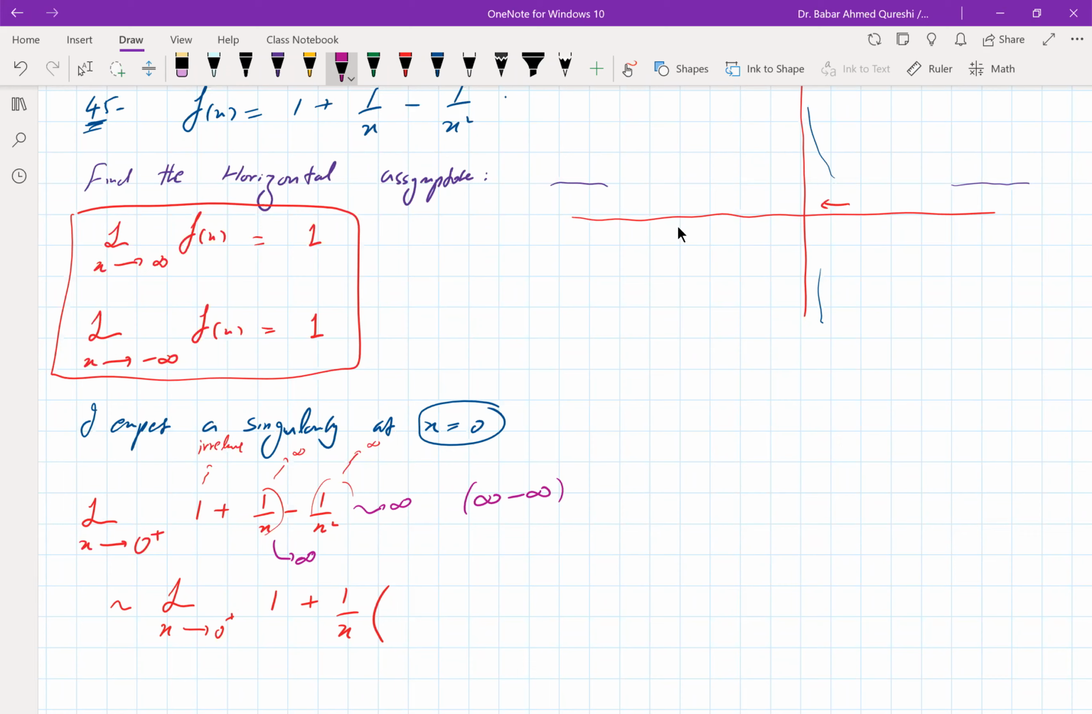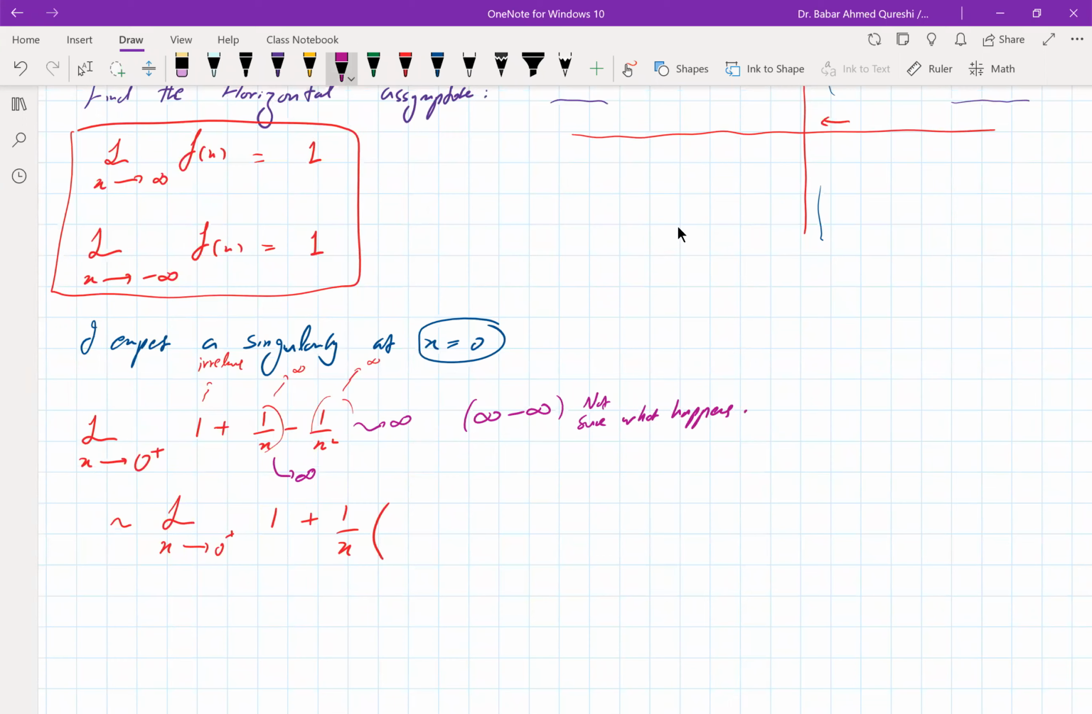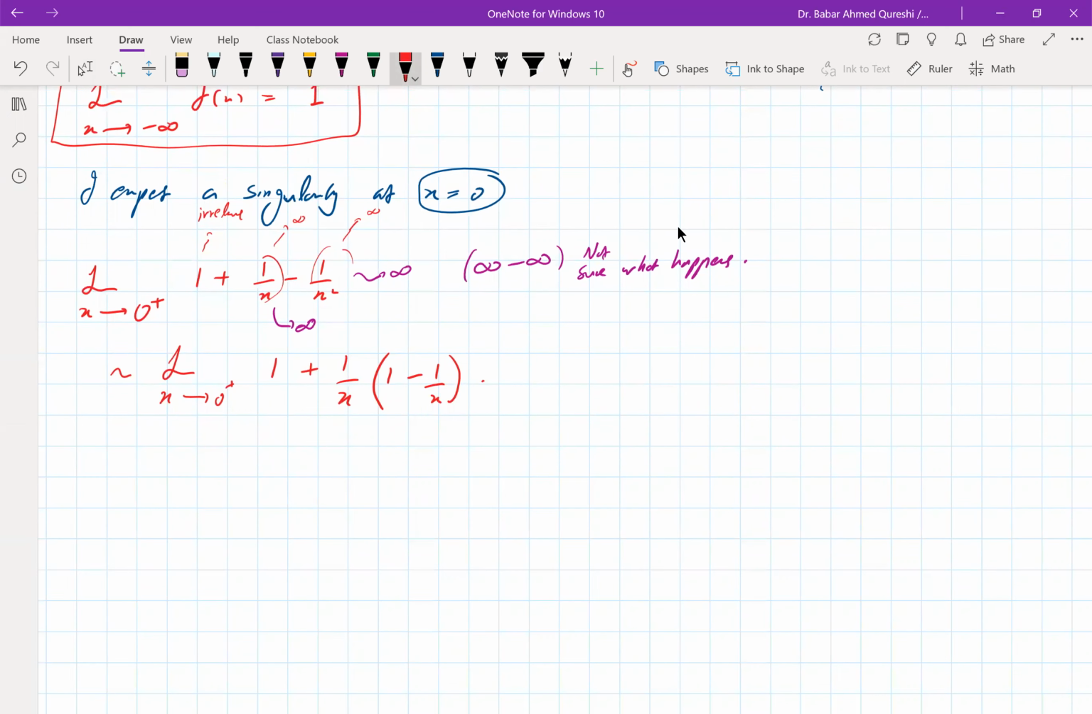So I'm not sure what happens. Then we have to be careful and decide it carefully. So I get this. If I take 1 over x common, I get 1 minus 1 over x. Now what happens? This goes to infinity because we are approaching zero from the positive side, so we are getting bigger and bigger positive numbers. While this goes to negative infinity, and one I can ignore compared to infinity. So this is taking the form infinity times minus infinity, which is minus infinity. So that's what I know.